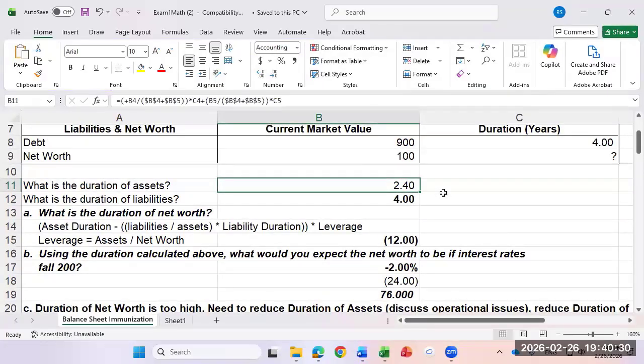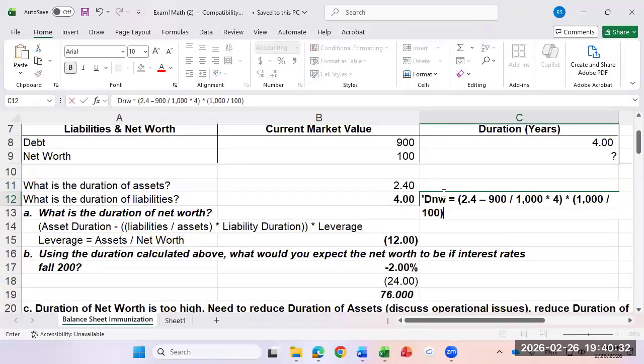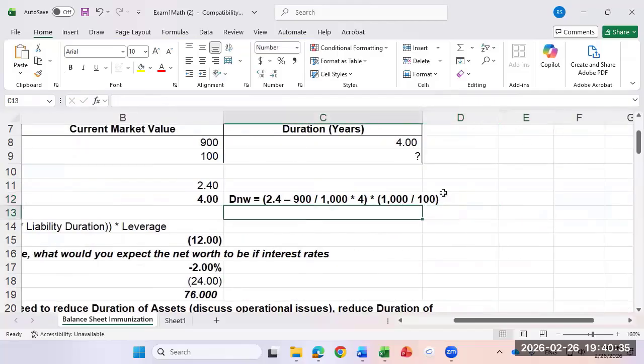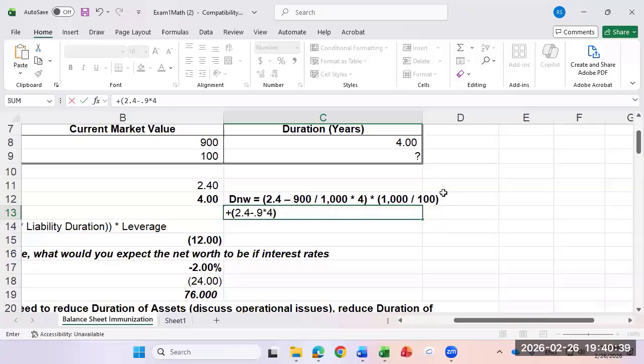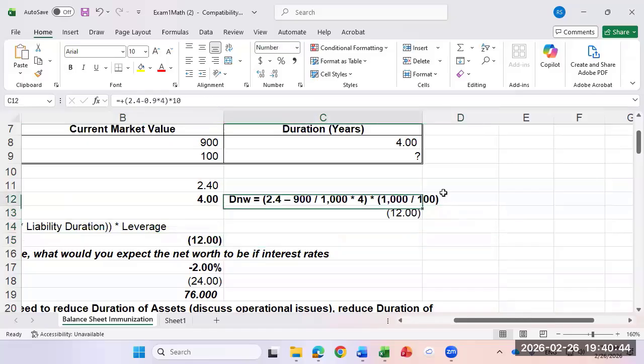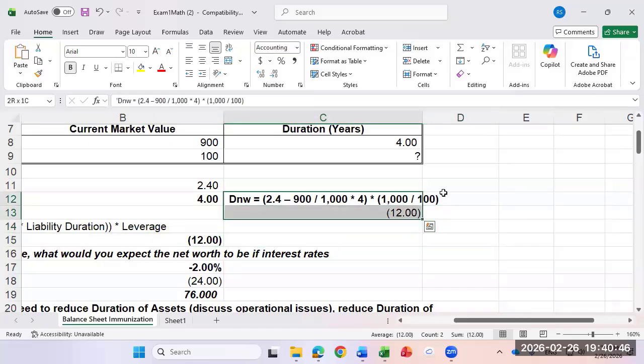So the duration of f is 4.4. I mean 2.4, so 2.4 minus 0.9 times 4 times 10 gives you minus 12. See if y'all get minus 12. You have to be hitting calculators. You have your calculators. You have to use a calculator on the exam. I realize you'll never use a calculator again after you graduate, but on the exam you have to. I would prefer you use Excel, but make sure you can use a calculator.